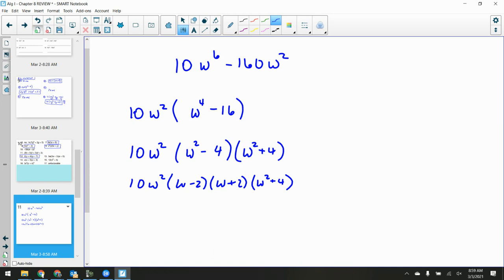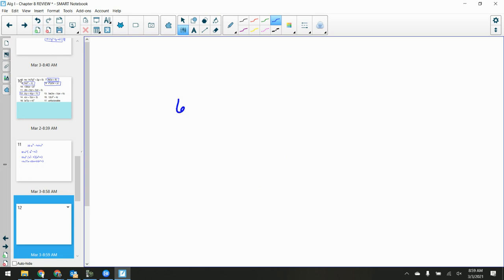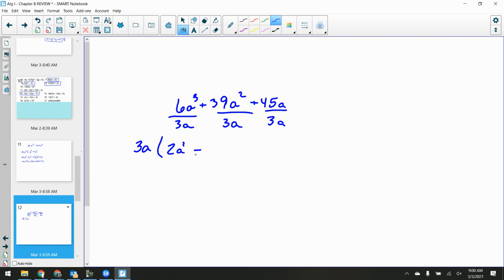Okay, 13. I've got 6a to the 3rd plus 39a squared plus 45a. Now, do you see how they're all divisible by 3, Rosalie? So pull out that 3. And then there's an a in all of them as well. So I'm going to divide out 3a. You get 2a squared plus 13a plus 15. And then now we keep going.